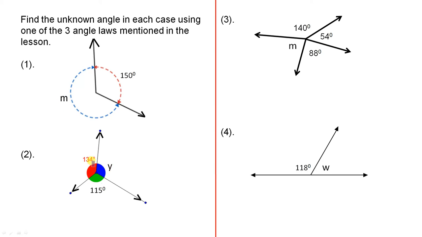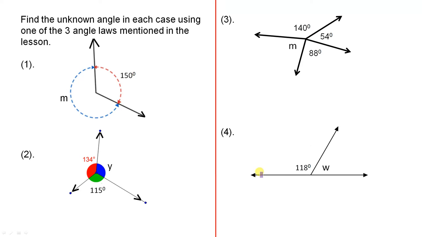Over here we have three angles. An unknown angle, and we know those two. One of the theorems allows us to find Y. For example 3, here we have four angles. We know three of them. We don't know this one. We are able to work this one out by using one of the theorems.